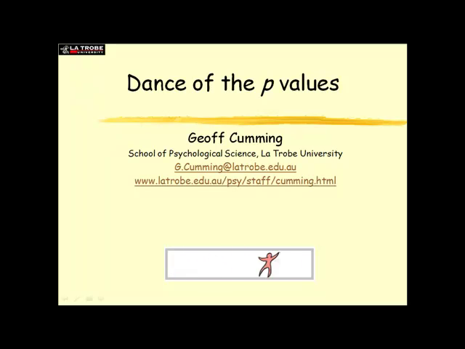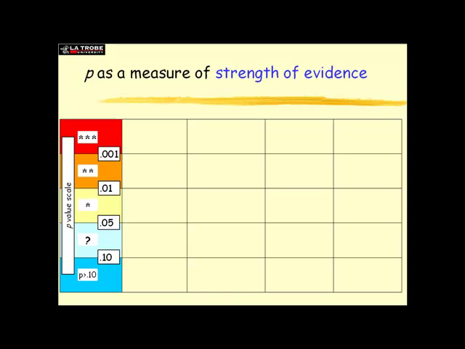Psychology and many other disciplines rely on the p-value to interpret data. But can we trust p? You might think of p as the strength of evidence. There's an effect. Lower the p, stronger the evidence.